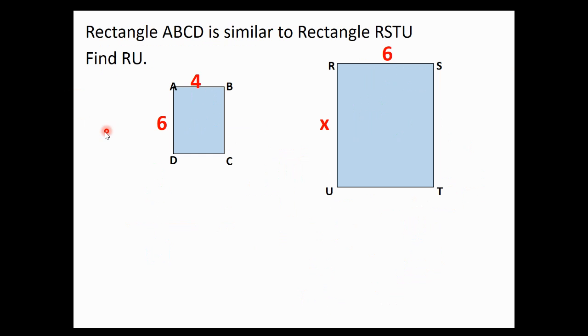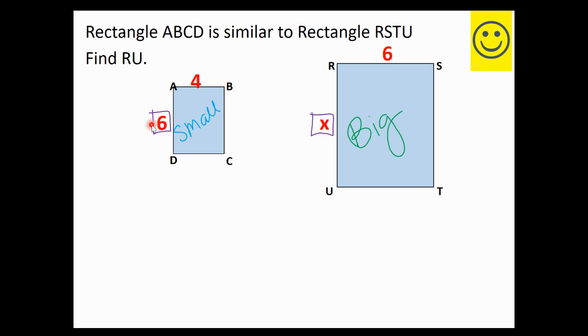So I'll show you one more. Rectangle ABCD is similar to rectangle RSTU. They want us to find RU. So again, you see that X, we know it's missing. So figure out which one is your big and which one is your small. Got small and big on this side. Look for that X. It belongs to the big shape. It is the left-hand side. So I want to go to my small shape and find the left-hand side. So it goes with 6. So I'll box that one in as well.